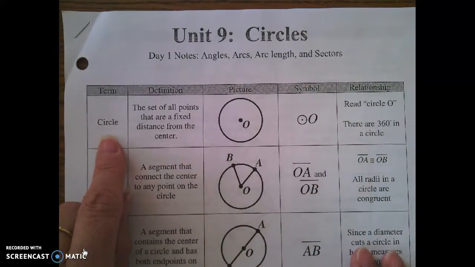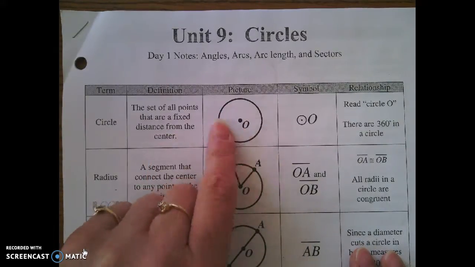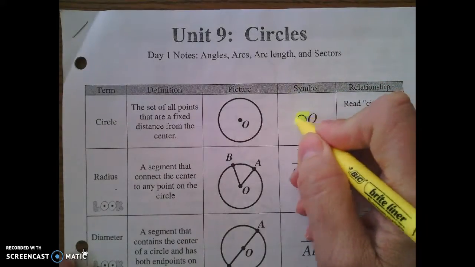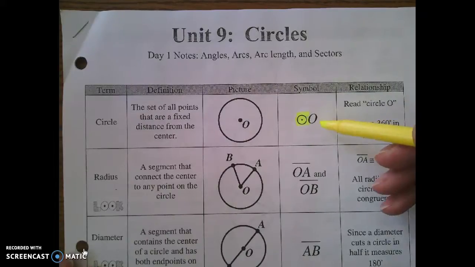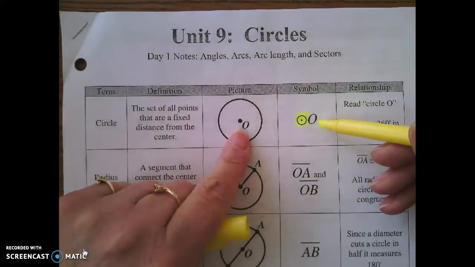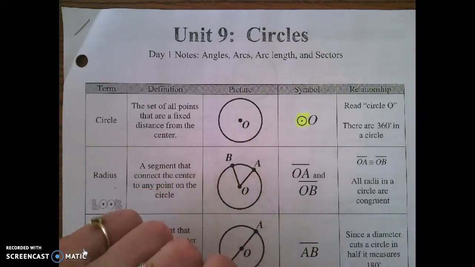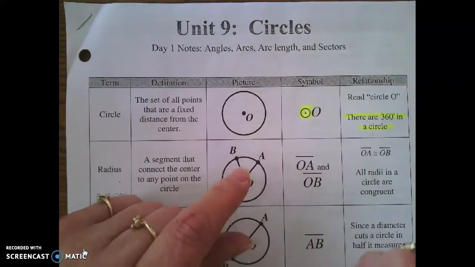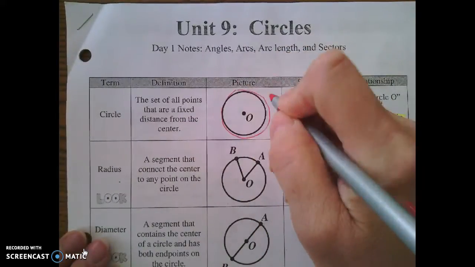So a circle is the set of all points that are a fixed distance from the center. So here we have a picture of a circle. There is a symbol. This is something you need to know. That is the symbol for the word circle, and you name a circle according to its center point. So you would read this circle O, and you need to know that there are 360 degrees in a circle. You know, going around a circle, 360 total degrees.